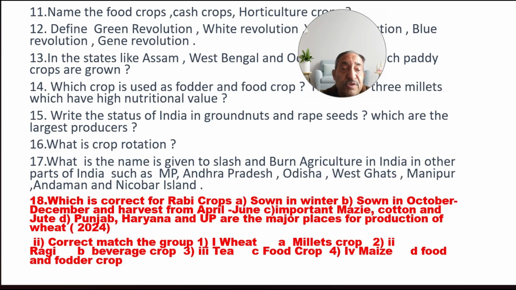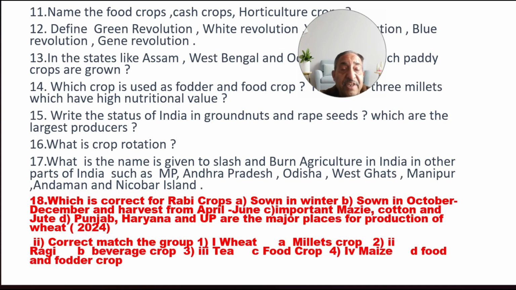2024 के कुछ questions. Which is correct for the rabi crops? Sown in winter, sown in October to December, harvested in April and June. Important for maize, cotton, and jute. Punjab, Haryana, and UP are the major places for the production of wheat.